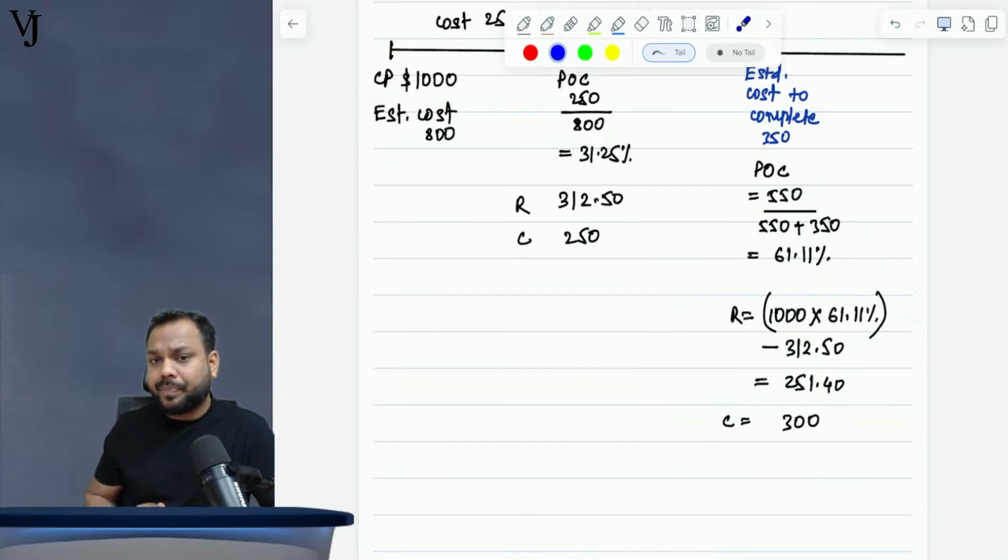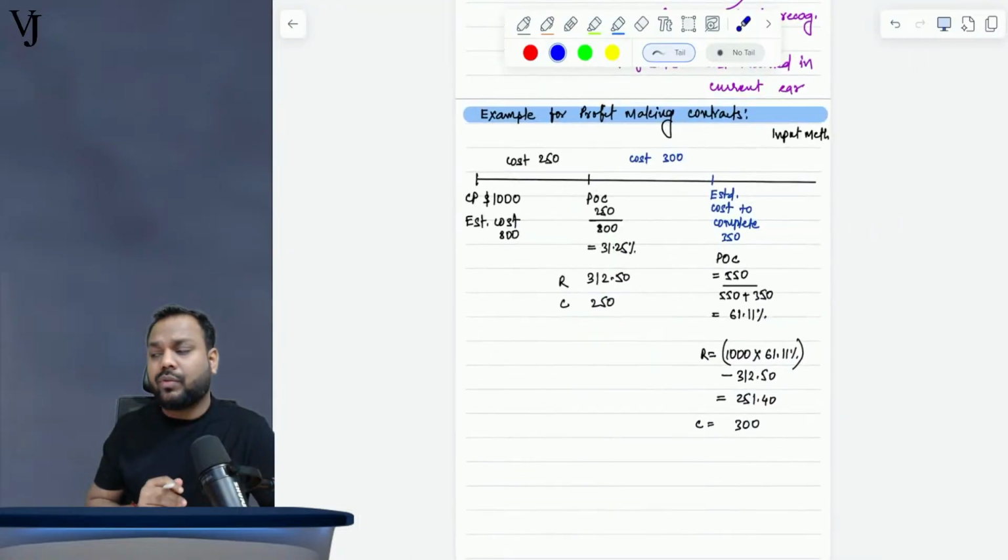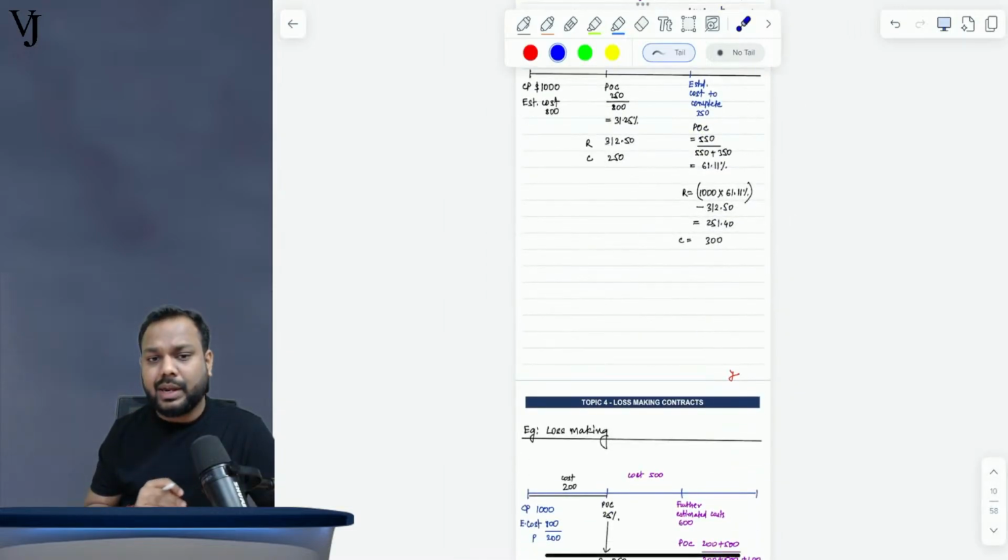Is that clear, everyone? So this is how we have to recognize the revenue and the cost of sales. I believe you are understanding it fairly.